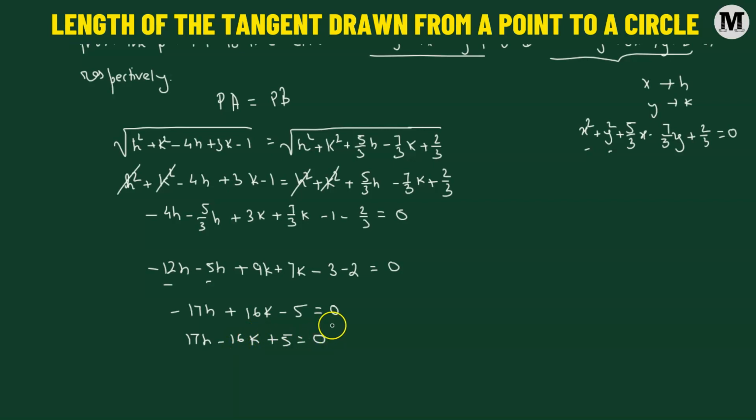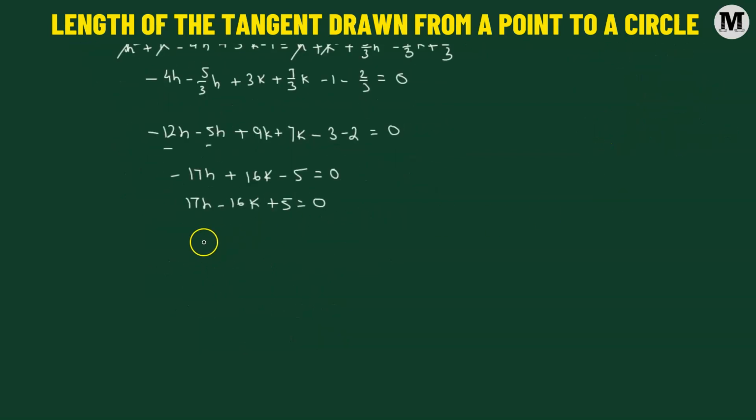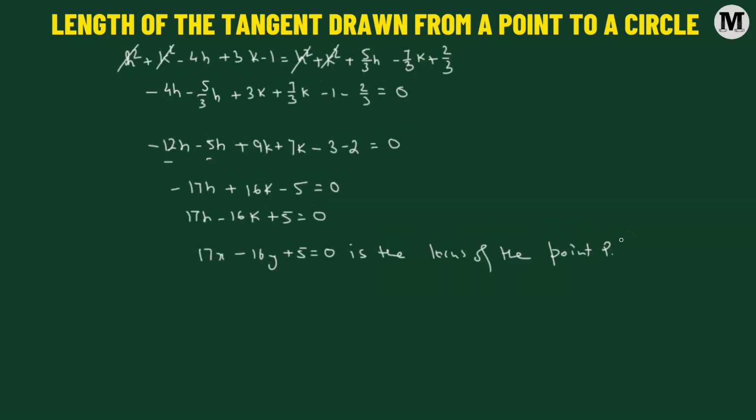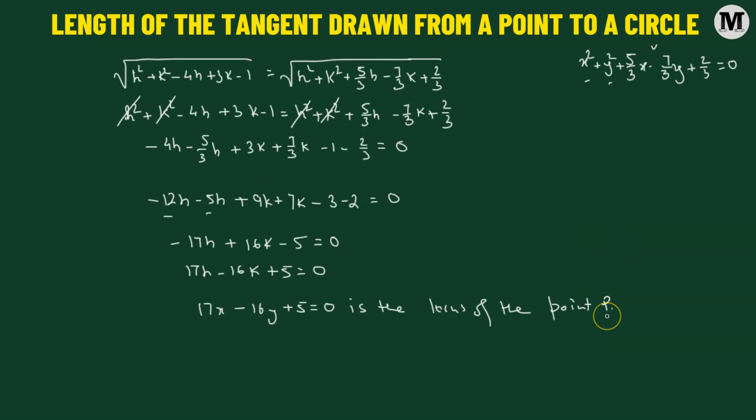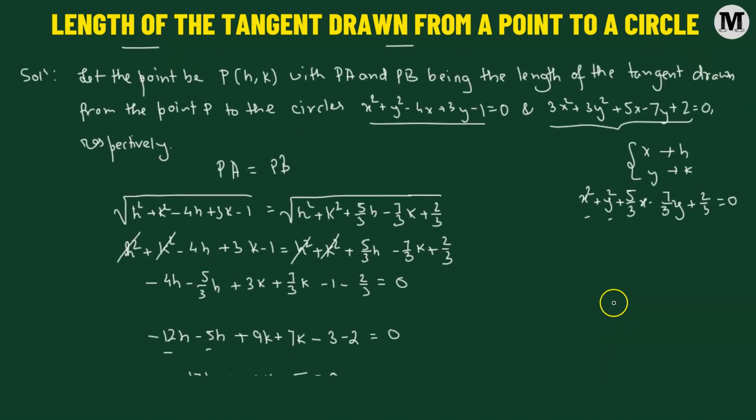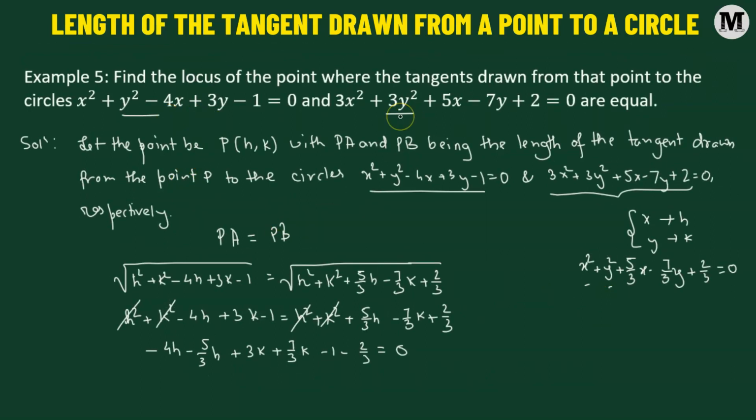We're almost done, and we will revert back to the original. So we are going to replace h with x and k with y to get 17x minus 16y plus 5 equals 0. And this is the locus of the point P, with the condition that if we draw tangents from this point P to the two circles, then the lengths of the tangents are going to be equal. Okay, so let's do a few more problems.